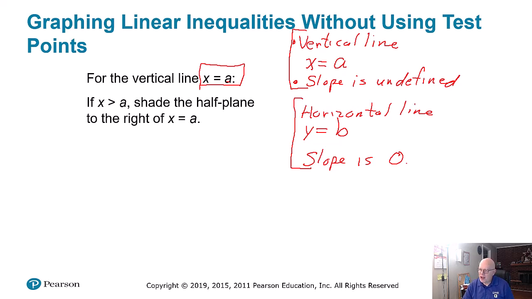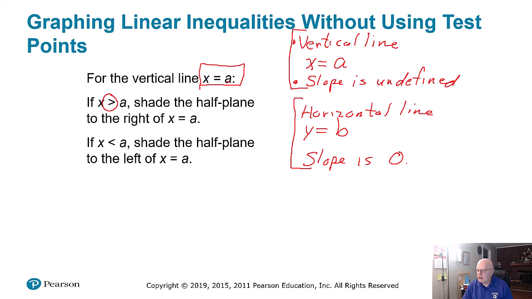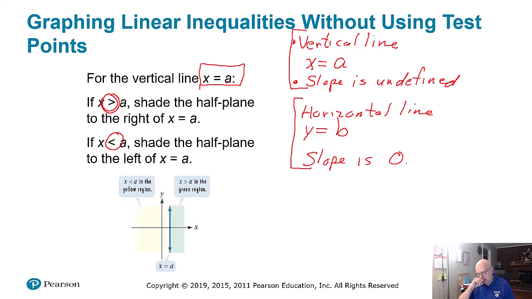So for this one, where you had the line at x equals a, if it's greater than a, shade a half plane to the right of x equals a, because of the greater. If it's less than a, shade it to the left of x equals a instead. Remember, you're going to have a dashed line because there is no equals there. And there's a picture of the two regions. This is the side for x greater than a. This is the region for x is less than a. That makes sense, right and left, correct?